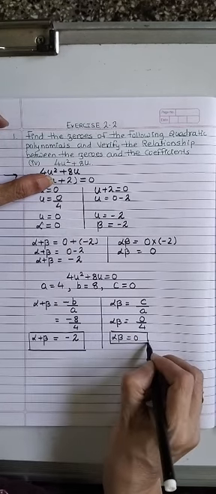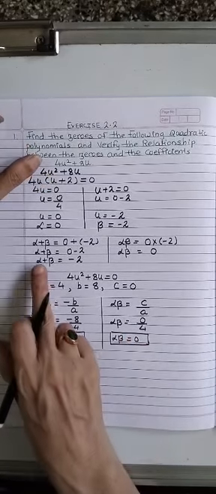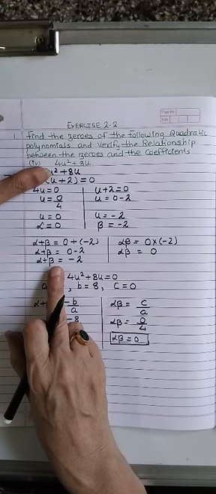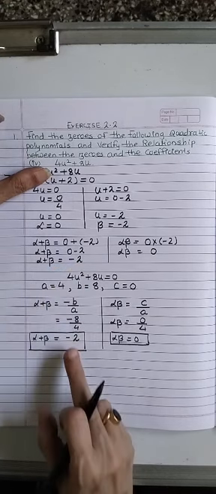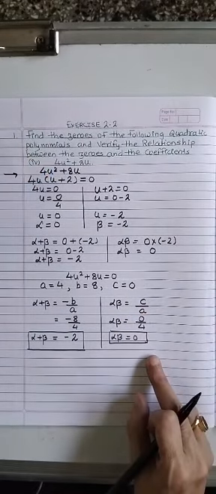Thus, we have established the relationship between the zeros and the coefficients. Alpha plus beta by the splitting the middle term method is minus 2, and by the formula method is also minus 2. Alpha beta is 0, and by the coefficient method it is also 0.